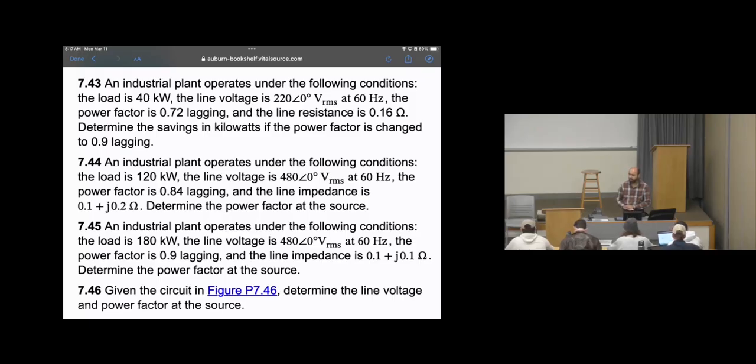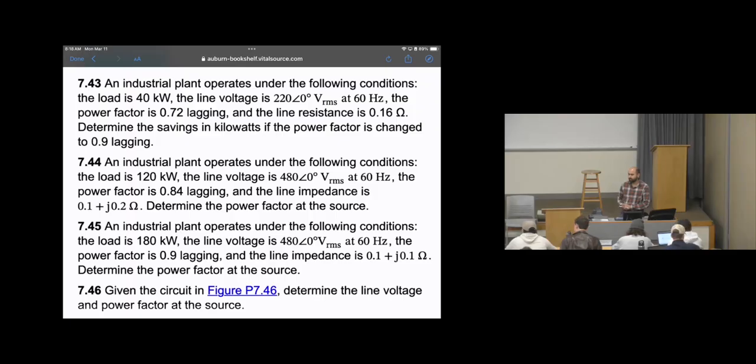The load is 120 kilowatts. The line voltage is 480 angle 0 volts RMS, 60 hertz. The power factor is 0.84, that's the power factor of the load. And the line impedance is 0.1 plus j0.2 ohms. Determine the power factor at the source.